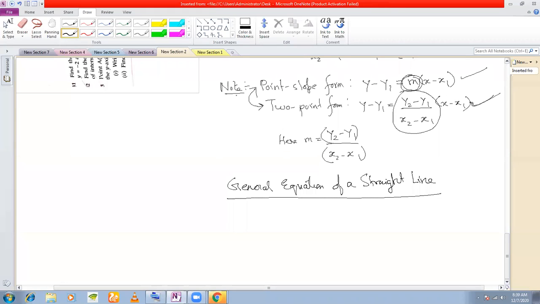So this I will show you in the next class. First of all I will show you what the general form is, and from the general form, how you write it in the slope intercept form, so that from a given equation you can determine the slope of the straight line. Okay, so I stop here for today.